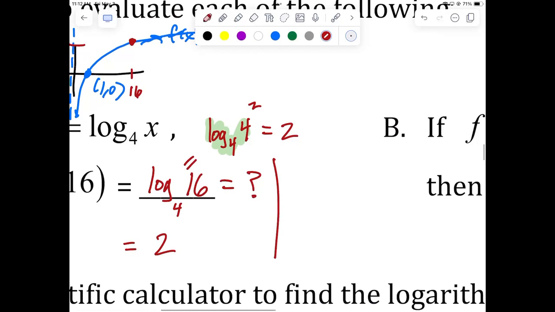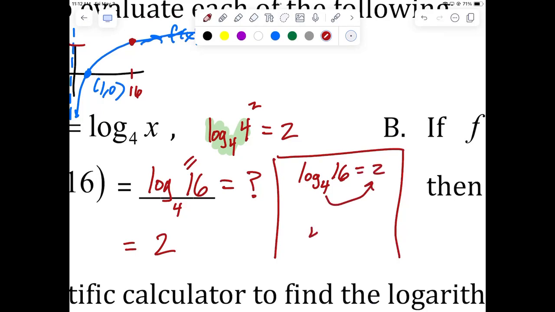Now let's come back and reinforce this inverse property too. If log base 4 of 16 is 2, it's because 4 to the second power equals what? 16, and that's a true statement. Yeah. Okay.